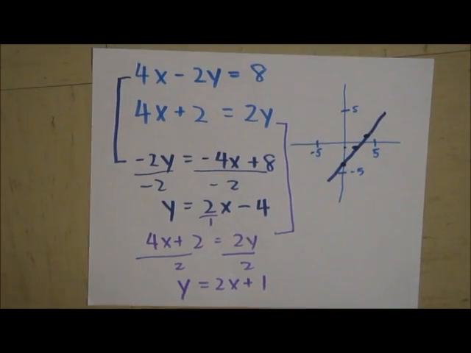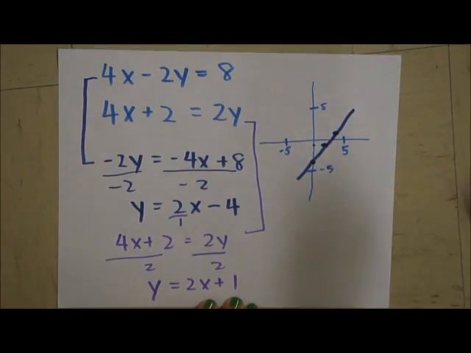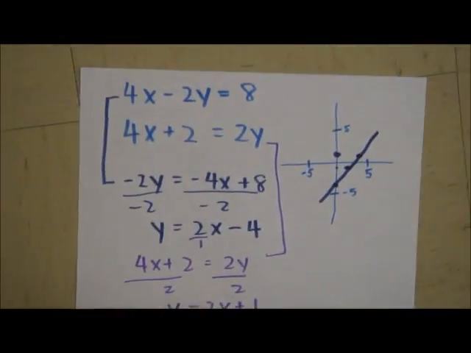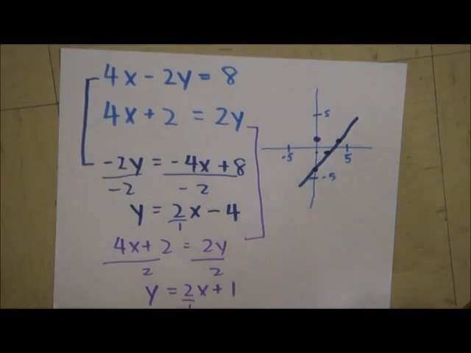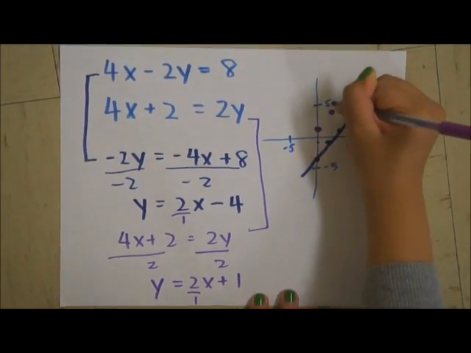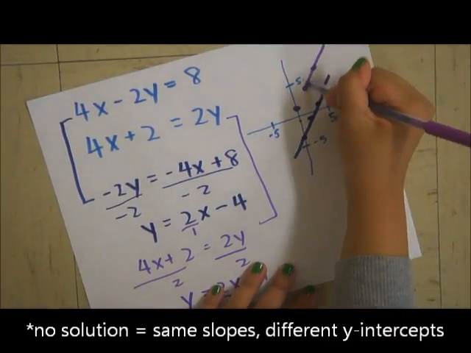And then for the second graph, the y-intercept is 1, so that's over here. And the slope is also 2/1. So you go up 2, forward 1, up 2, forward 1. So your line is over here.